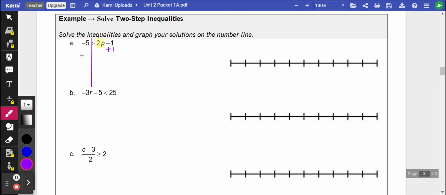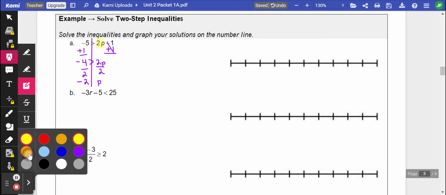So the opposite of -1 is adding 1 to both sides. So -5 plus 1 is -4. And then my -1 and +1 cancel. So I have -4 is greater than or equal to 2p. And then my second step is whenever I have a number in front of a variable, we're going to divide on both sides by that number to get -2 and p.